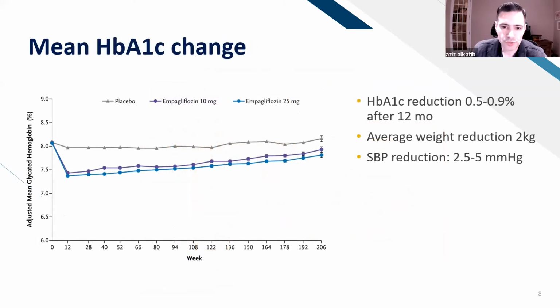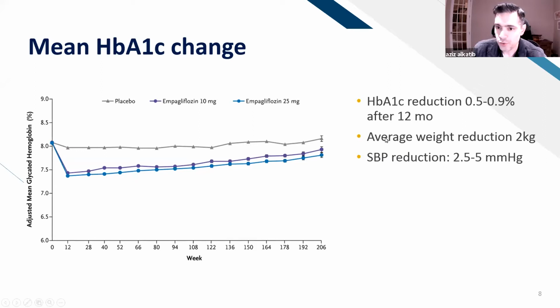And so what happens to the hemoglobin A1C? This is from one of the empagliflozin trials, and you can see here compared to placebo, there's an immediate effect on hemoglobin A1C lowering. Note, however, that over time, the A1C tends to creep back up, but at about the 12-month mark, you'll get a 0.5 to 0.9% reduction in hemoglobin A1C, which is considered relatively mild to modest.